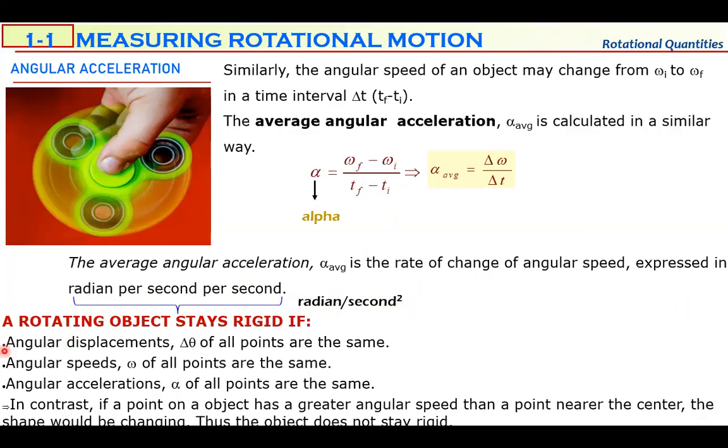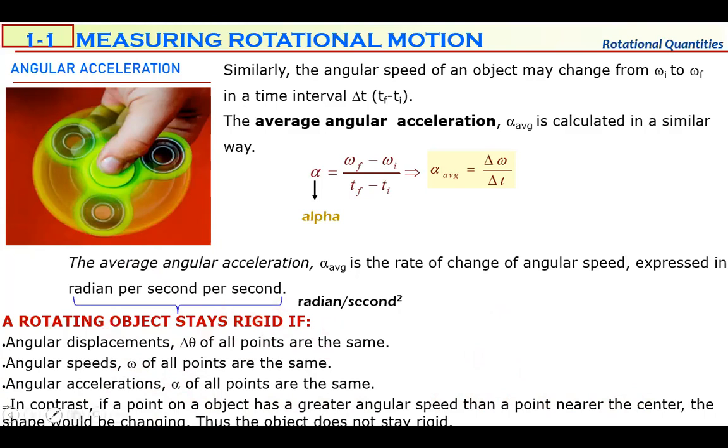And as a result, an object stays rigid if its shape does not change. If object shape does not change, we say it is a rigid object. Angular displacements, delta theta, angular speeds, omega, angular accelerations, alpha, of every point on this object will be the same. This spinner, when spinning, every single point on it will move with the same angular displacement, same angular speed, same angular acceleration. But if a point of an object has a greater angular speed than another point, this object's shape is not rigid, it's changing. Otherwise, shape will be the same, which is known as rigidity.